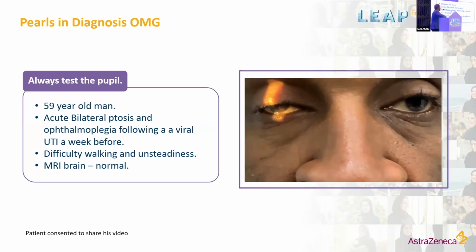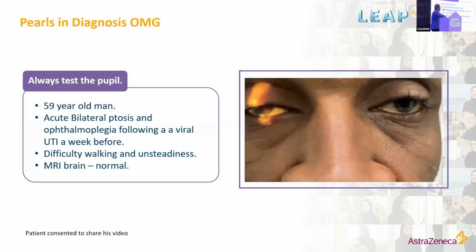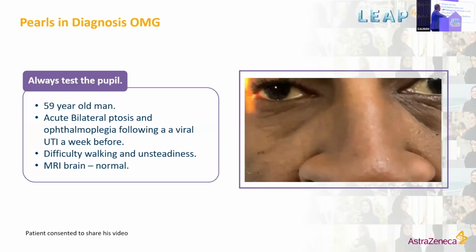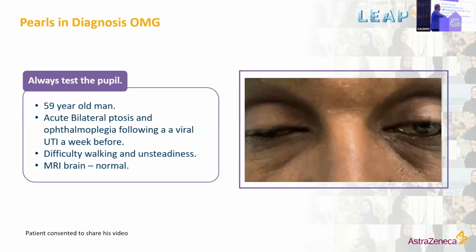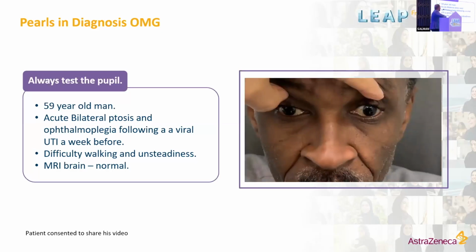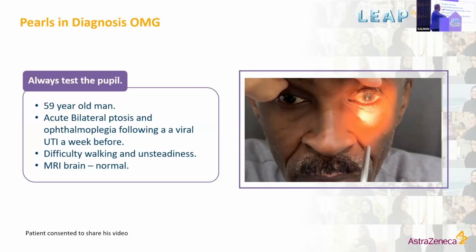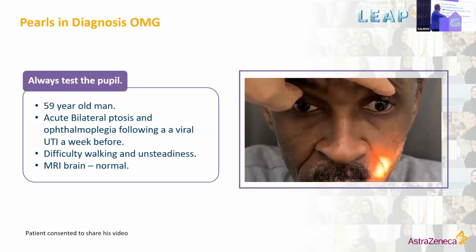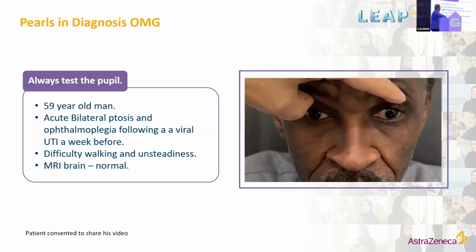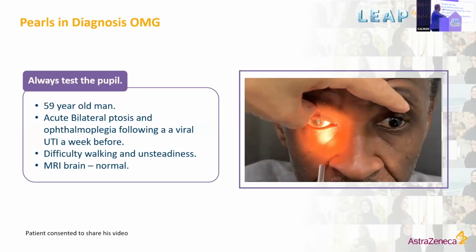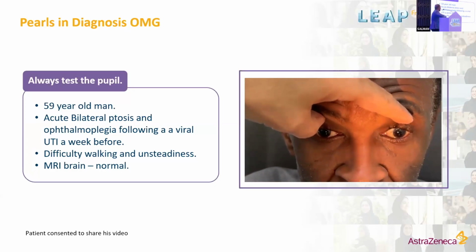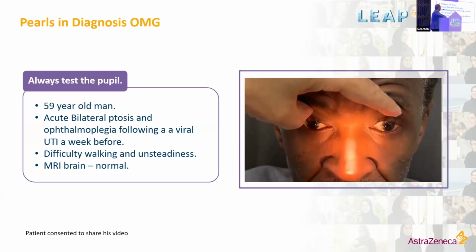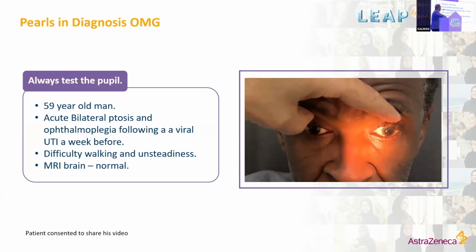And I'm trying to test his pupil. So checking his pupil, it doesn't really react very well to light, as you can see here. But if you give him a near target or accommodative target, the pupil will come down more. So he has light-near dissociation, right?